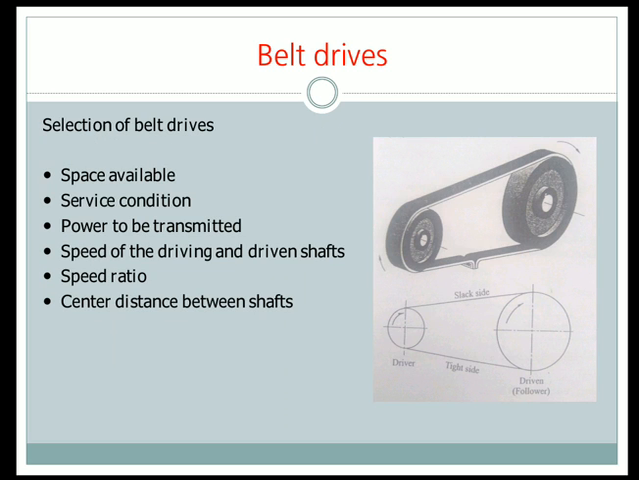Before proceeding further, we shall see here there will be two drivers: one is driver and another one is driven. The driver is the one which is generating power, and driven is the one which is receiving power. The power is transmitted here by the use of belt drives. A belt drive transmits power from driver shaft or driver pulley to driven shaft or driven pulley. Here the shaft or pulley, both are the same.